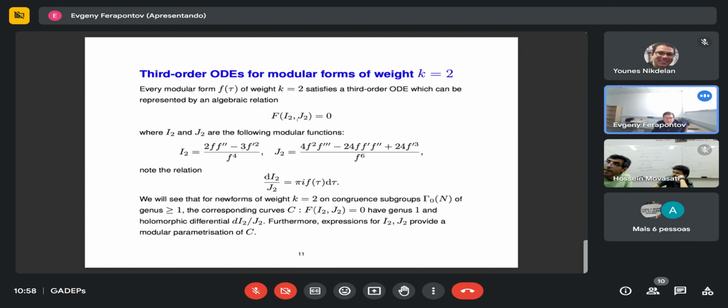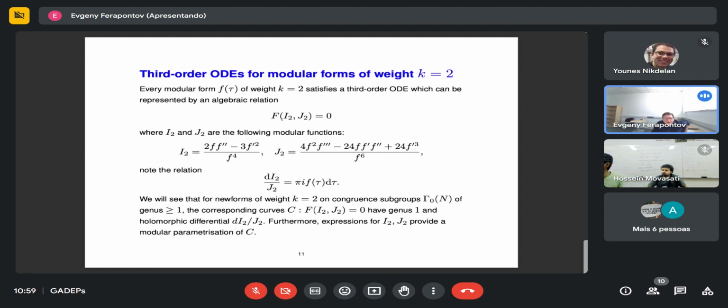It's a few line calculation, a simple calculation, to show that if you differentiate these, take the differential dI2, it means dI2 by d tau times d tau, right? This expression. So if you calculate this and divide by J2, you get this simple expression, pi I f of tau d tau. And it turns out, in all examples that we considered, that this expression dI2 over J2 is actually a holomorphic differential on this curve, all right?